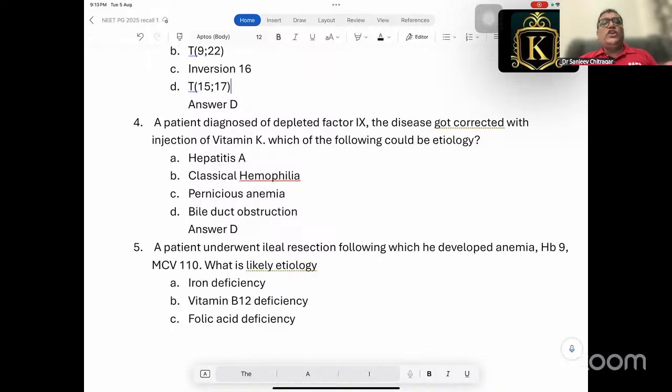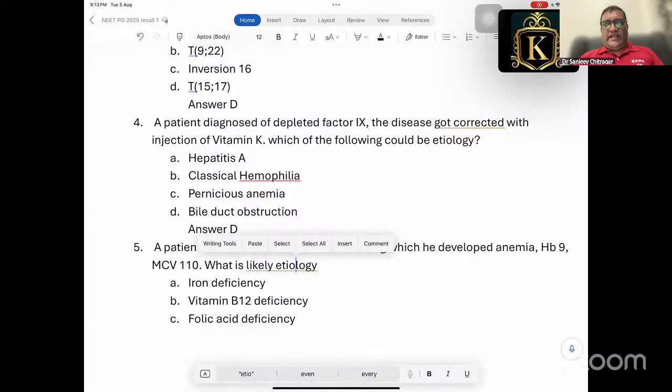And newborns will also have vitamin K deficiency, right? Next, this question we discussed a number of times in class. A patient underwent an ileal resection, following which he developed anemia. Hemoglobin is 9 and MCV is 110. What is the likely etiology?